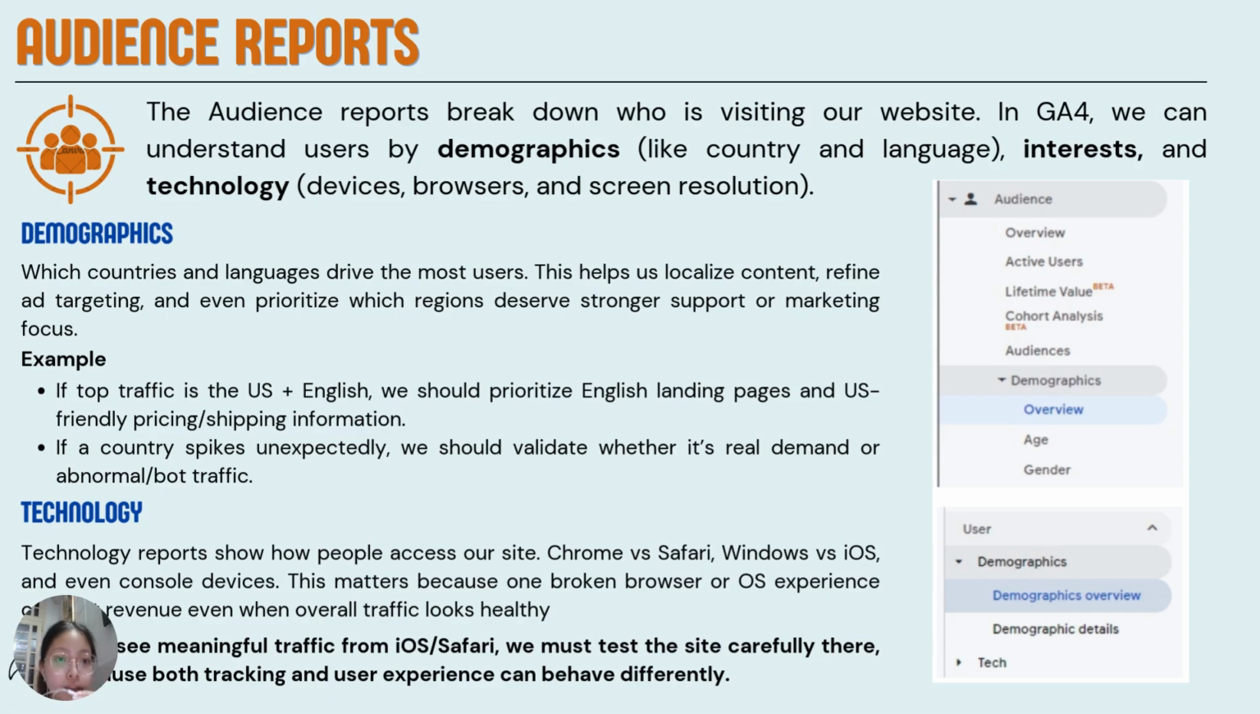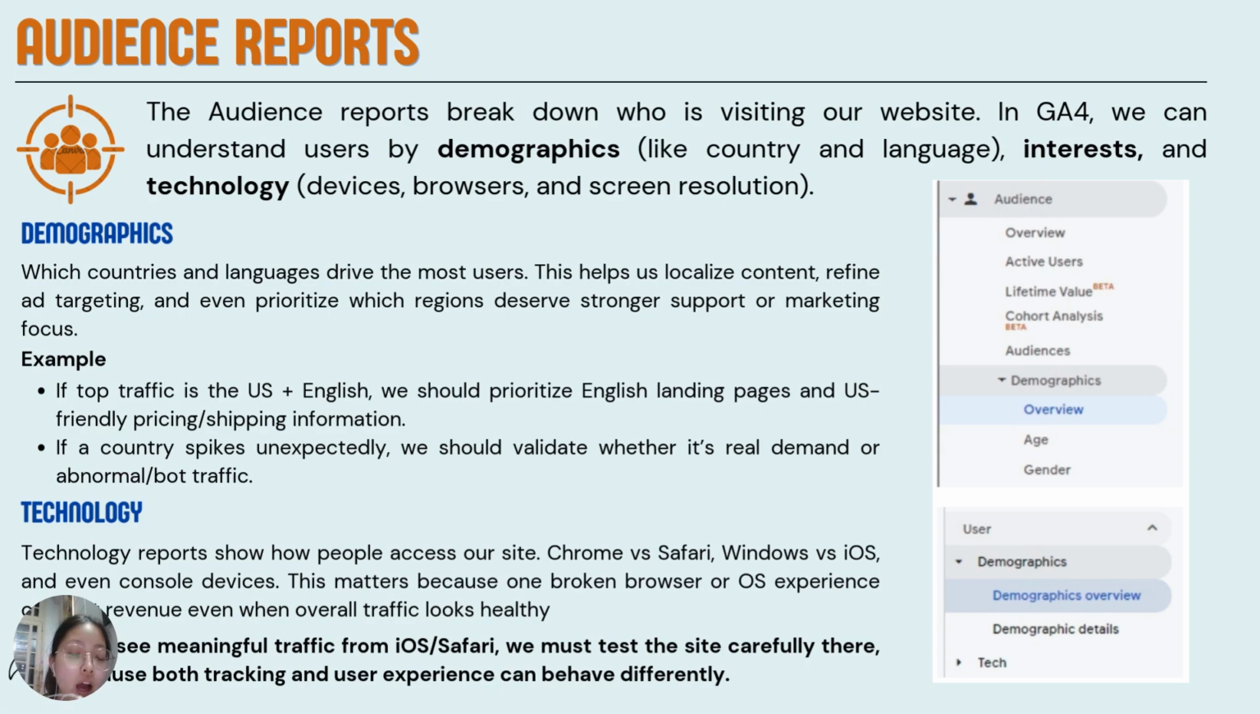The audience reports break down who is visiting our website. In GA4, we can understand users by demographics, interest, and technology. The first one is demographics. Which countries and languages drive the most users? This helps us localize content, refine ad targeting, and even prioritize which regions deserve stronger support or marketing focus.